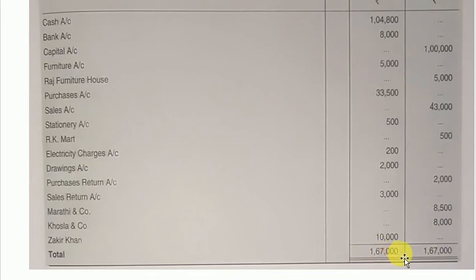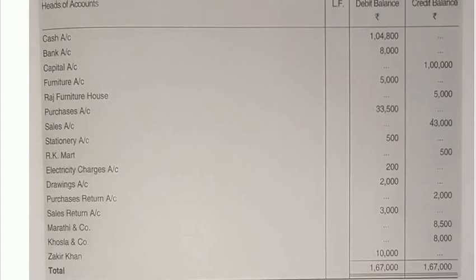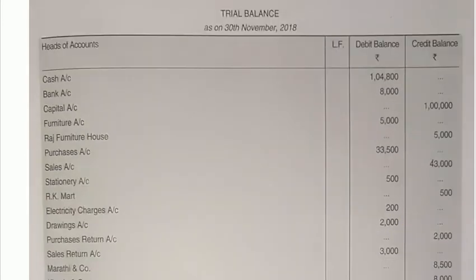The debit totals up to 1,67,000 and credit also adds up to 1,67,000. When these two columns match, it means the arithmetical accuracy has been proved correct, and we can presume that right from the journal to the ledger to the trial balance, things have been done correctly. And so children, this is one solution from the book itself. In example number 1, they have passed journal entries for the transactions. With the help of journal entries, ledger accounts have been prepared, and with ledger accounts, the trial balance has been prepared.